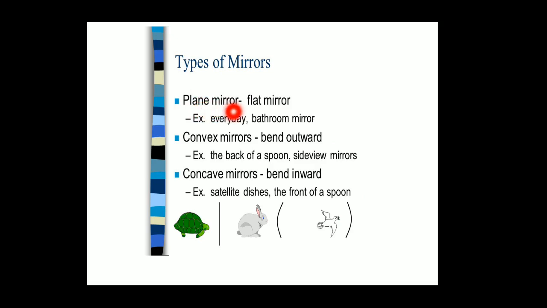That is the mirror we use in our house to see our face or to check our dress. So that is an everyday mirror. Every house will have this mirror. That is called a plane mirror. And the second mirror is called convex and the third mirror is called concave. So we should know what a convex mirror and a concave mirror are.